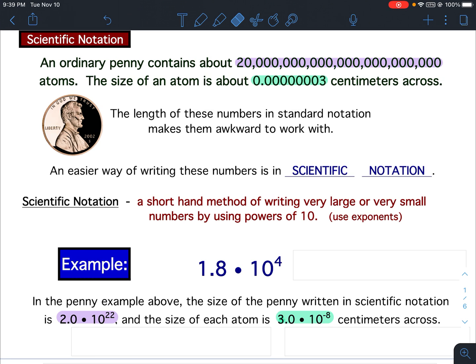Scientific notation is a shorthand method of writing very large or very small numbers by using powers of 10. We're going to use exponents. So again, pause your video, get that definition written down.